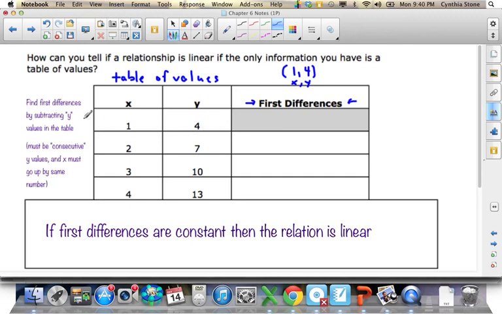And I have written over here what that means. To find the first differences, you basically subtract consecutive Y values. And what I mean by that, consecutive means one and then the next. So you always take the second and subtract the first. The first difference here would be 7 minus 4, which equals 3. And then the first difference right here would be 10 minus 7, and that's 3. So basically what it means is the Y value is going up by the same number every time. This one's 13 minus 10.